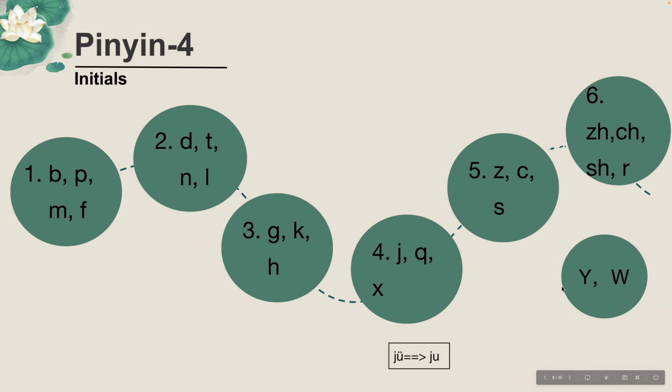Now we have the y and the w. They are used for simple finals i, u, respectively, if they appear at the beginning of a syllable. For example, ya, wa. Or they are added when i and u are independent syllables. For example, yi, wu. Lastly, let's look at the tones.